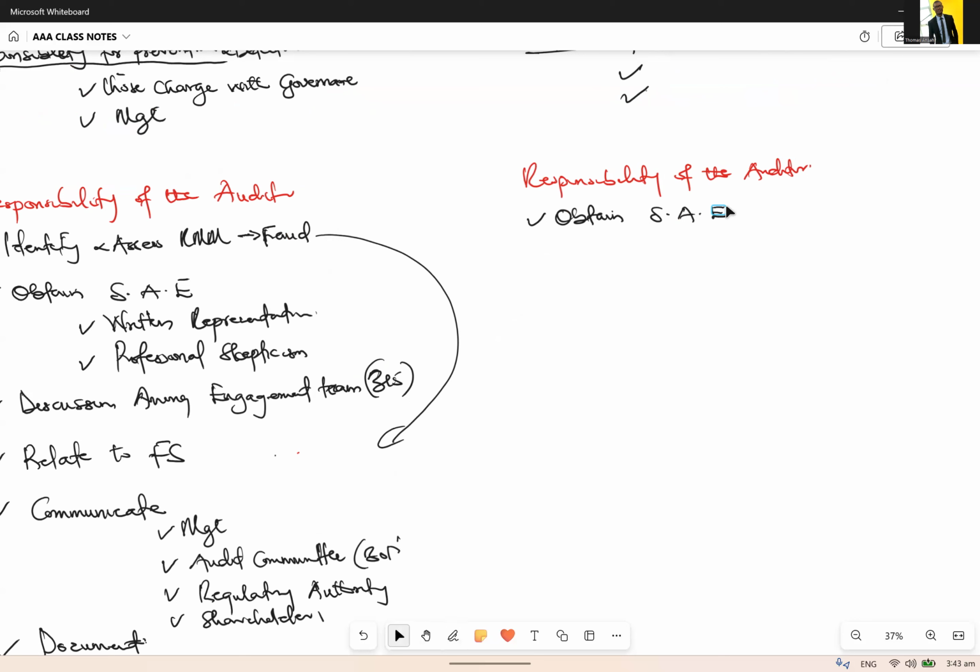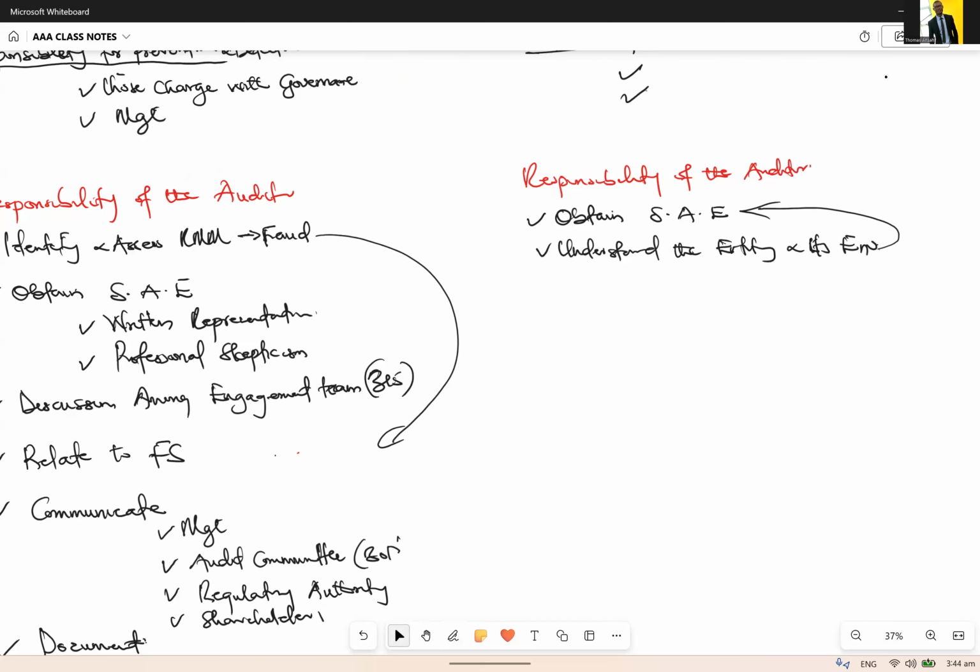Now, how do you go about that? An audit firm is supposed to first know about the laws and regulations themselves. By ISA 315, you need to understand the entity and its environment, which means you need to know the laws and regulations surrounding the entity you are auditing, so that it will help you obtain this sufficient appropriate evidence.